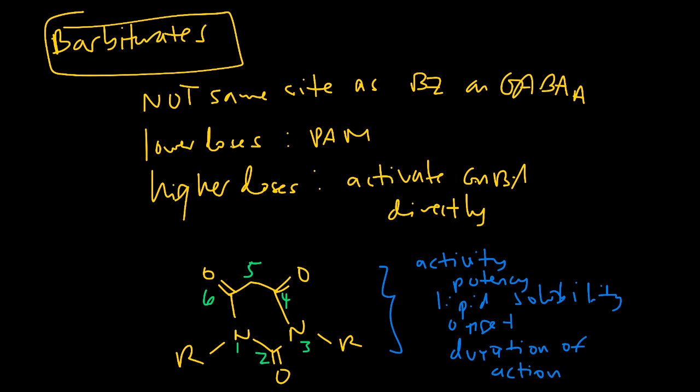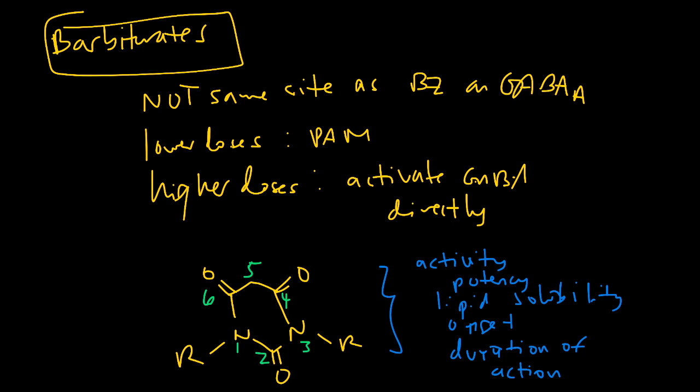So now we're going to talk about your barbiturates. These do not bind to the same active site as the benzos on the GABA-A receptor. At lower doses, they're positive allosteric modulators. At higher doses, they can activate the GABA receptor directly, so they don't depend on GABA at higher doses like they do at lower doses.